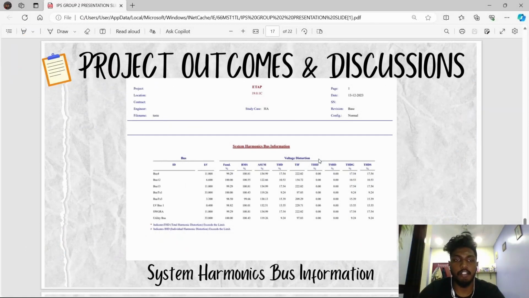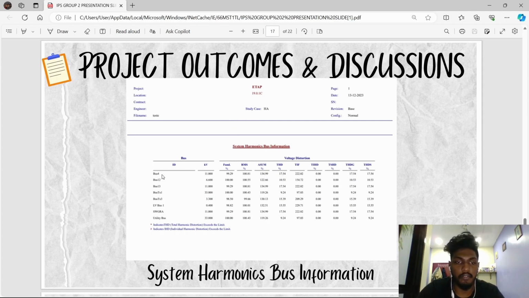My name is Prainda, son of Kannan. My matric number ID is CE210202. So today I want to explain my part, which is the project outcomes and discussion, covering system harmonics bus information. The first one I am showing you right now is the system harmonics bus information for the voltage distribution.